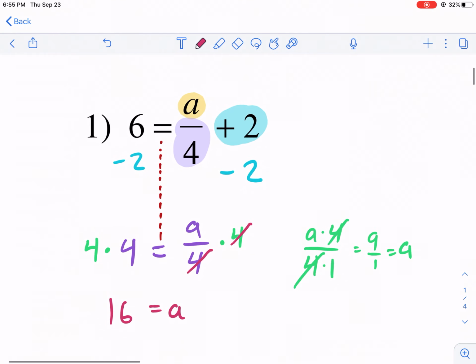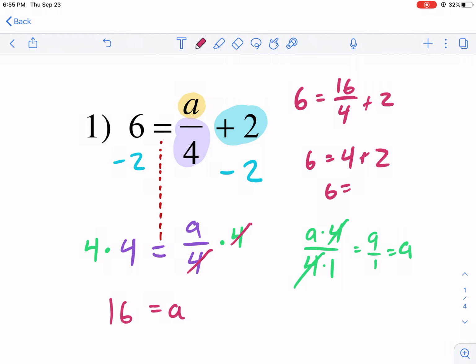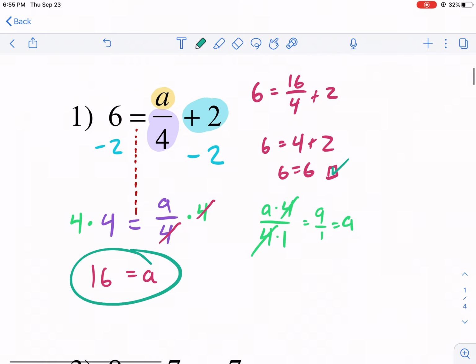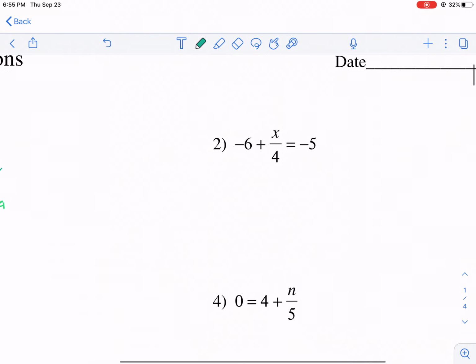And we can check it. We can plug it back in, and we can say, does 6 equal 16 divided by 4 plus 2? And it's true. 6 equals 16 divided by 4 is 4 plus 2. 6 equals 6, and that's a way to check that we did this correctly. Okay, that's the correct answer right here. Let's do another one real quick.